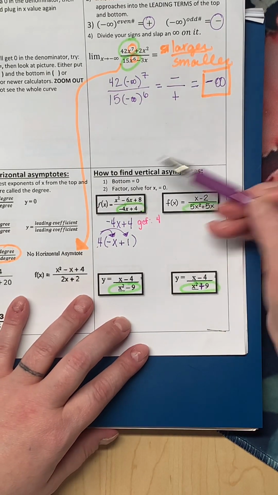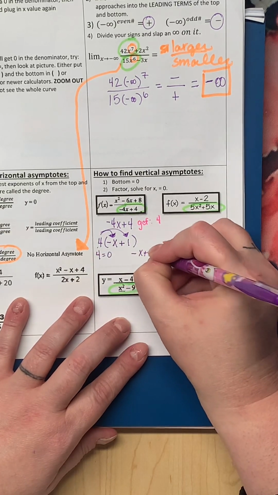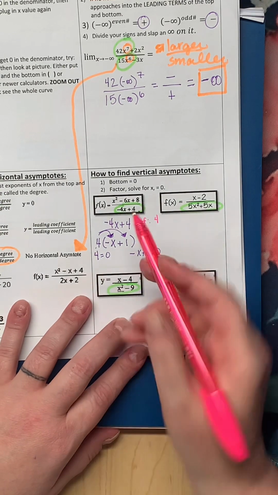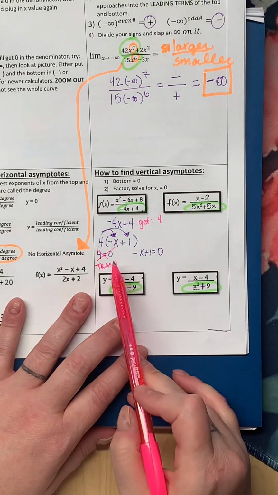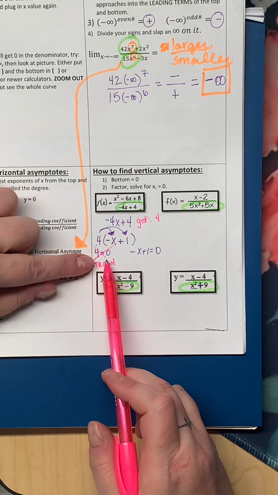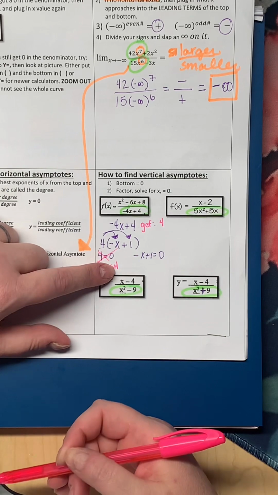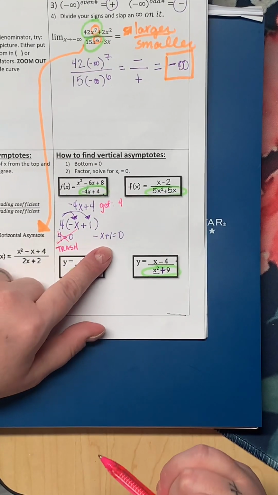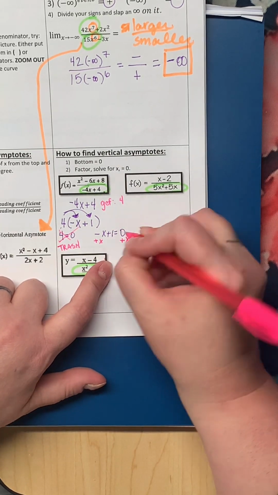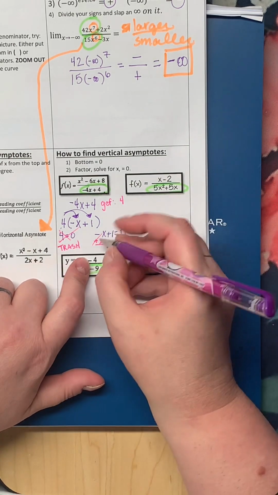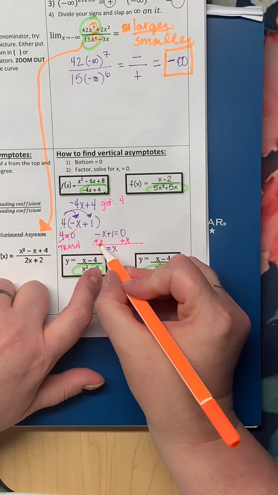So we just factored. Now we're going to set each thing equal to 0. So 4 equals 0, and negative x plus 1 equals 0. This one on the left ends up being trash because we cannot solve for x if there's not an x here, and I just have a 4 and a 0. That's not an x, so that gets trashed out. For this one, let's get x by itself. I'm just going to add the negative x to the other side, that might be easier for me. And I get 1 equals x. That's your vertical asymptote.